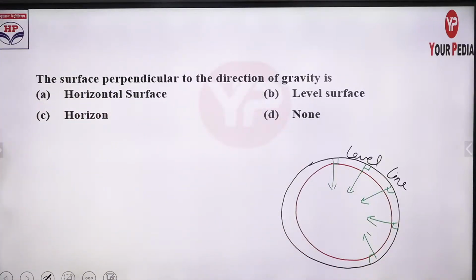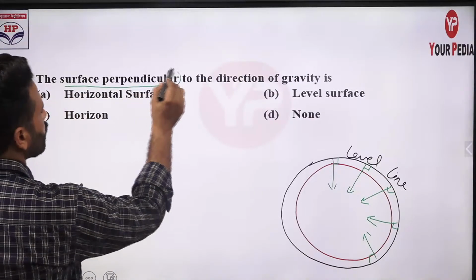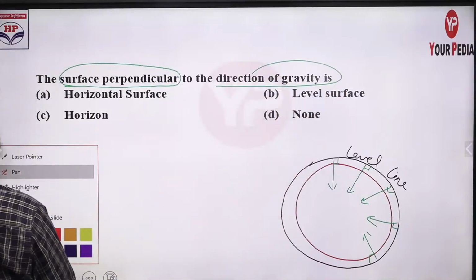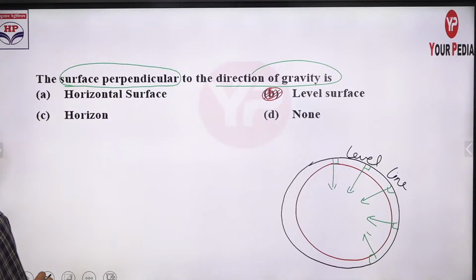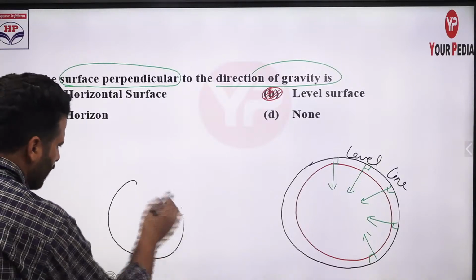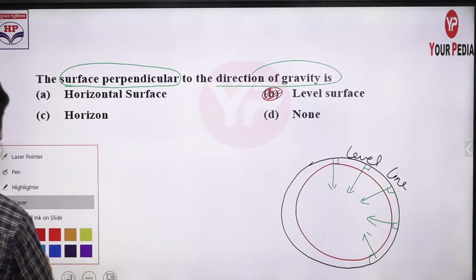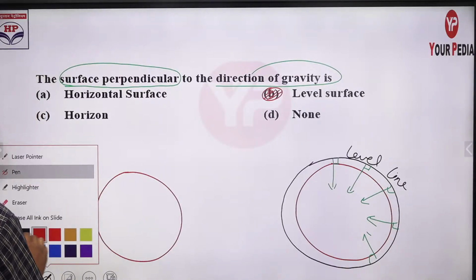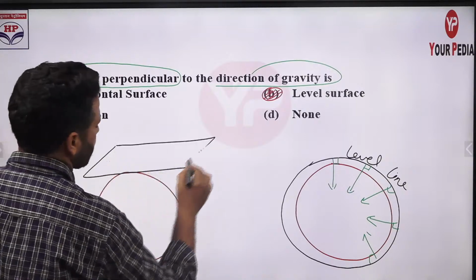So the surface perpendicular to the direction of gravity is your level surface. This will be the level surface. Okay, and if I draw here this horizontal surface, let black show the horizontal surface, and it will be like this one.